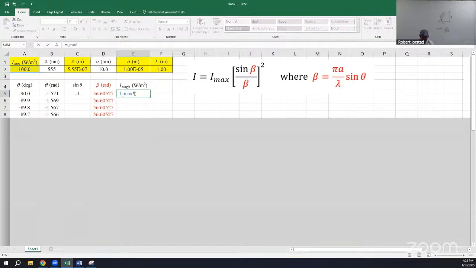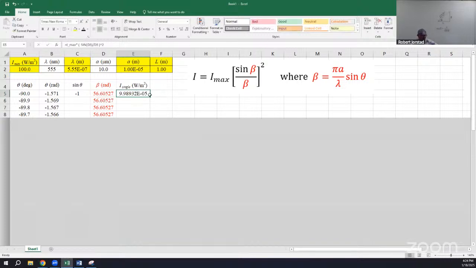And then this term is equal to I max times, let's see, sine beta. Oh, do I have that yet? No. I'm going to do this. I'm going to not screw up my parentheses. Equals I max times something in parentheses squared. Then I'll go back in here and we'll type it in. It should be sine of beta, which is what, D5? Yes, divided by D5, enter.